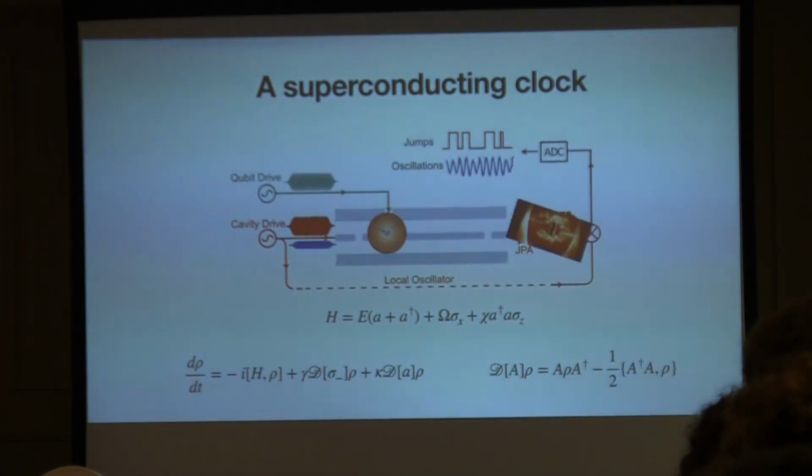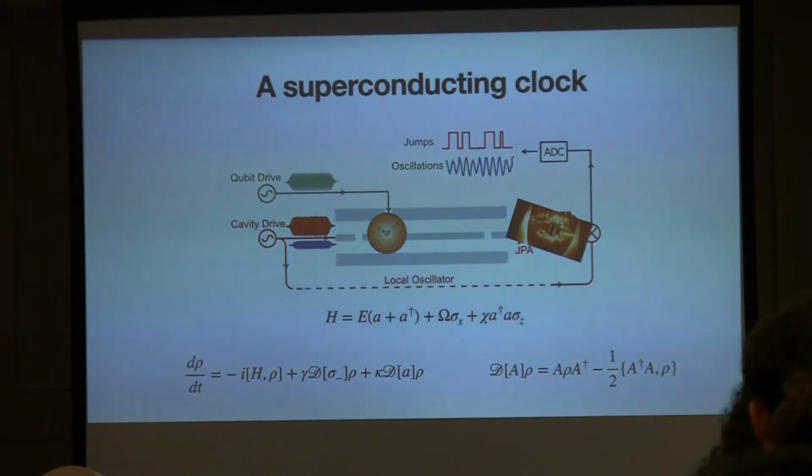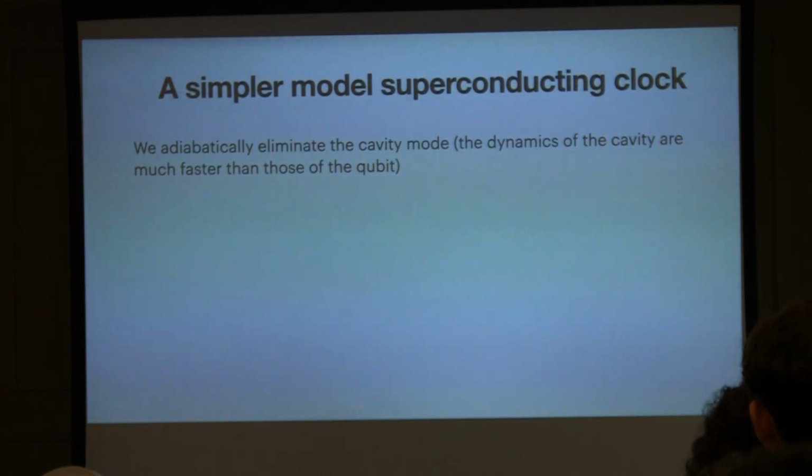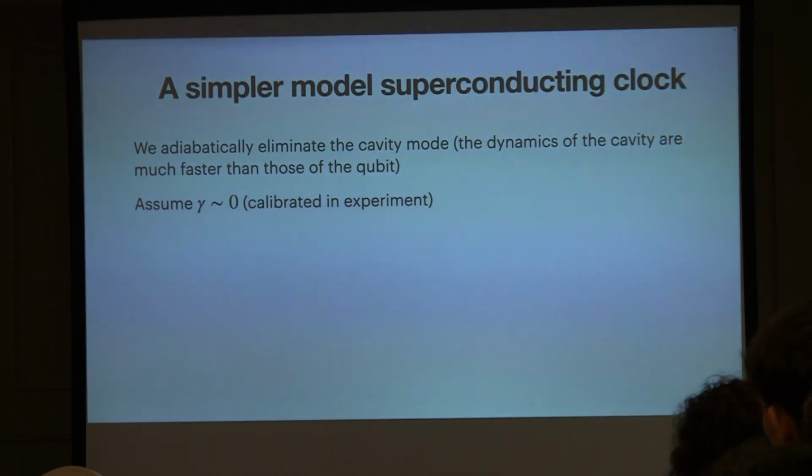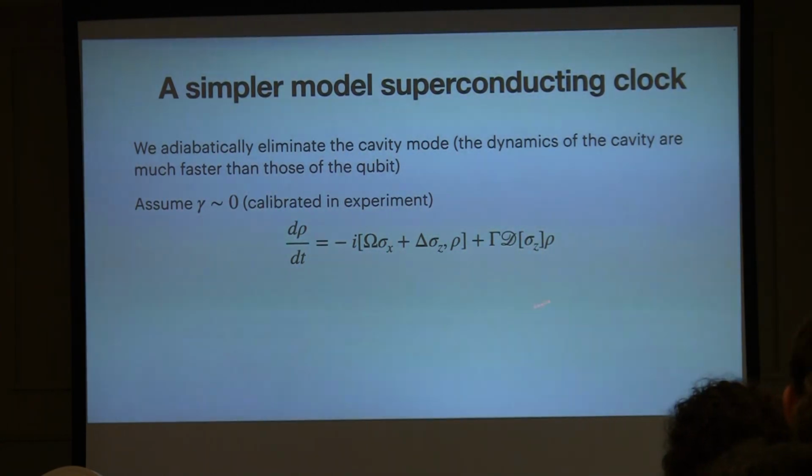That was a pretty complex looking master equation for the most part. It involves two different quantum systems. But we can play a few tricks to simplify this model. We can start by adiabatically eliminating the cavity mode. That's basically assuming the cavity dynamics are much faster than those of the qubit. If we do that, we can remove that part from the master equation. We can then also assume, and this is motivated by experiment, that the damping of the qubit is basically zero relative to everything else. With those tricks, you can recast the master equation in the qubit dynamics alone, where now we have no a modes, just the qubit modes.